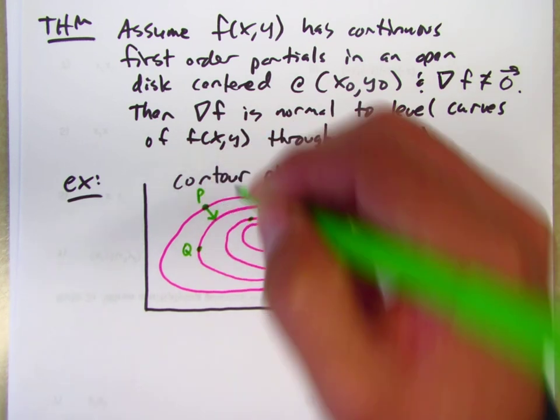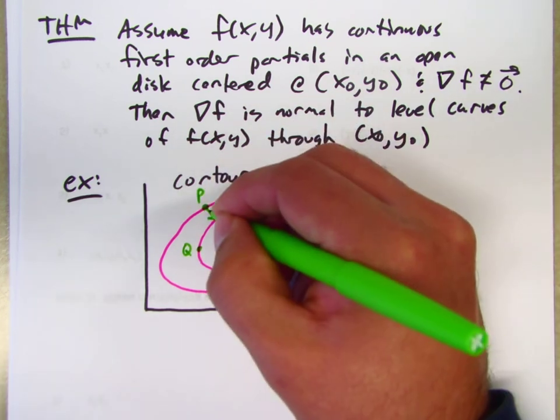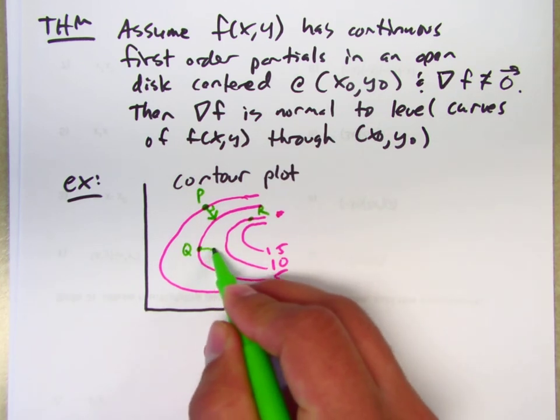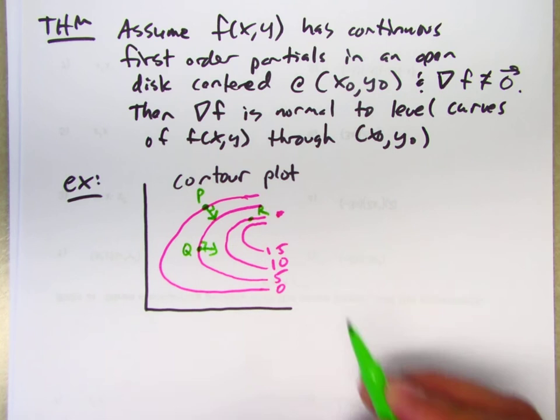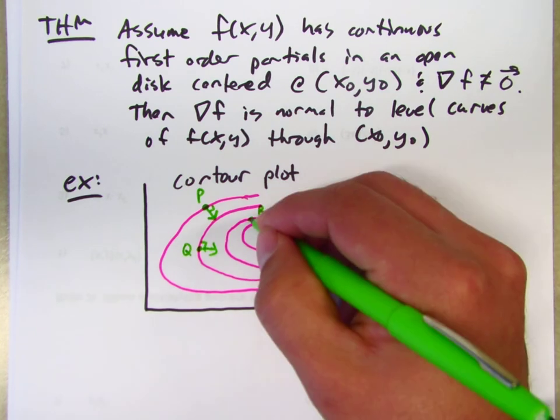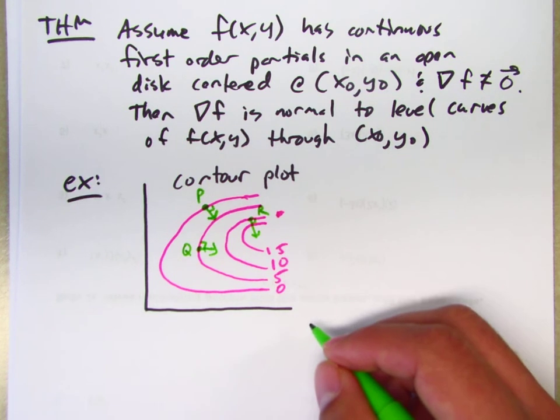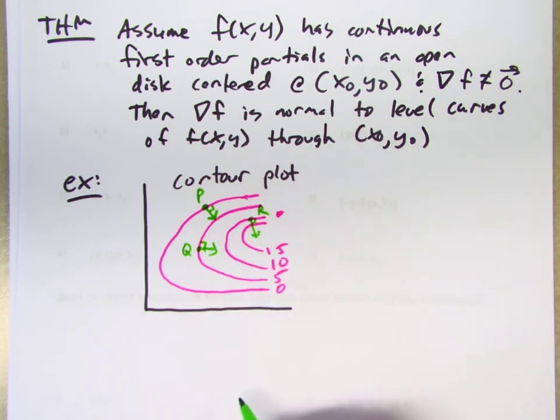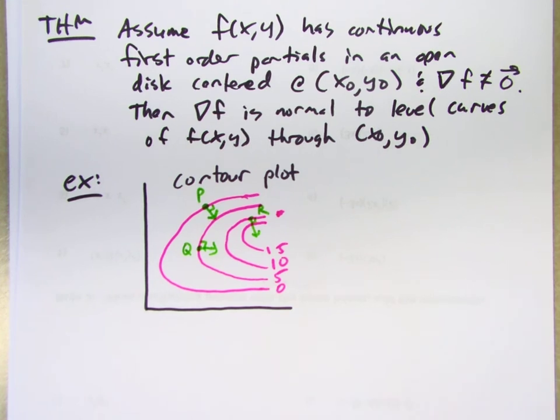It's going to be normal to this level curve. The gradient vector for Q, same idea here, pointing this way. And the gradient vector for R, same idea, pointing that way, making 90-degree angles with their level curves. Now, you just have to know that that's visually kind of what's going on, right?